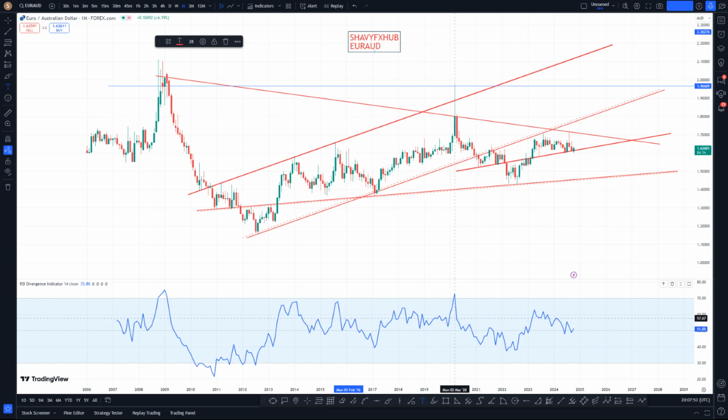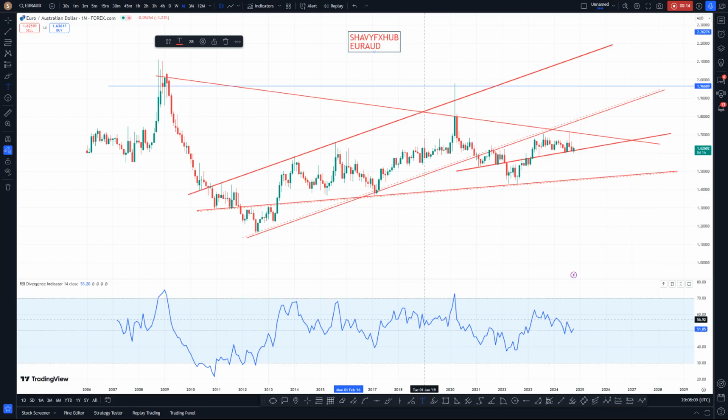So Savvy FS Hub, we want to look at Euro AUD. We got a request from one of our followers to look at the structure. Euro AUD, first of all, we need to start from a higher time frame, which is monthly time frame. Every time you approach the market, start from a higher time frame.